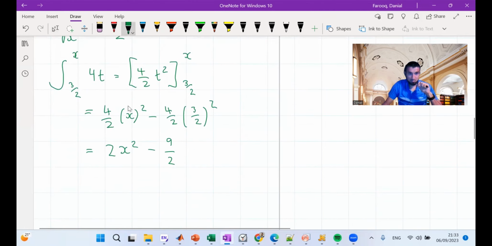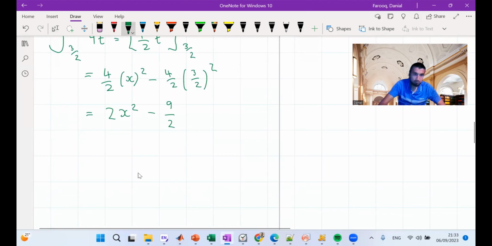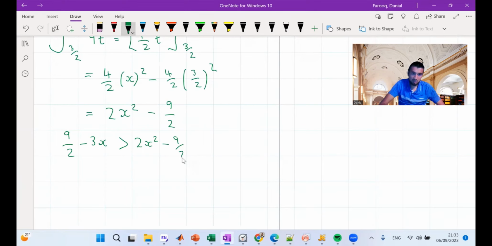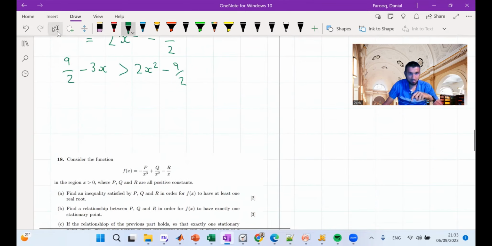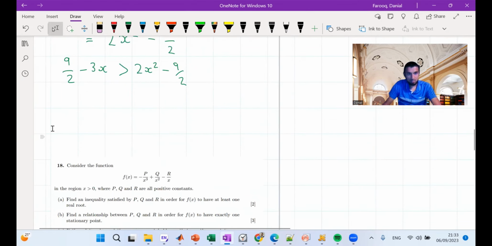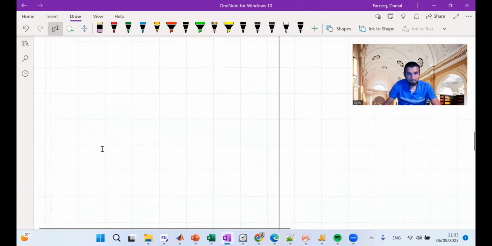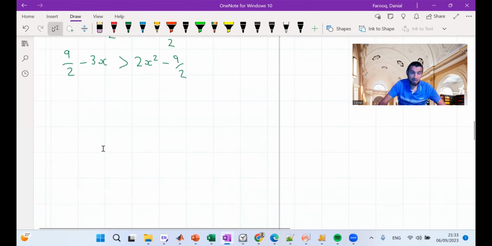So we've got 9 over 2 minus 3x is greater than this part, which is 2x squared minus 9 over 2. Just double checking that's what it is. Okay, excellent. So let's make some more space for ourselves there. So that would be that.